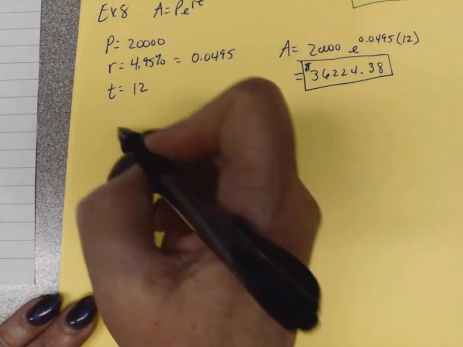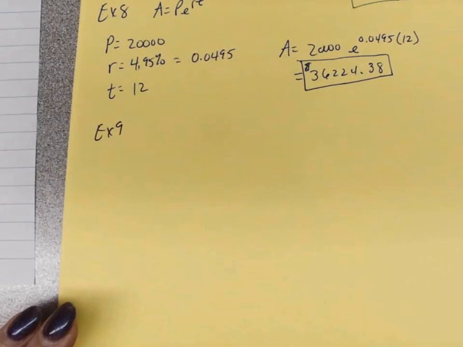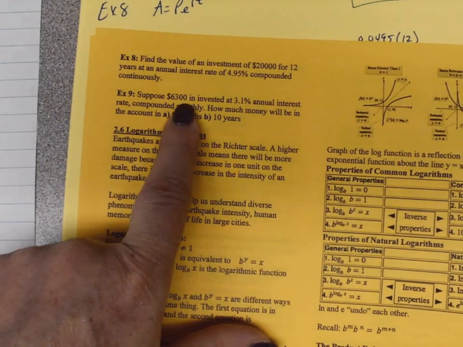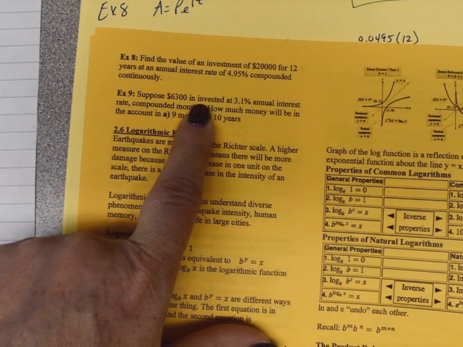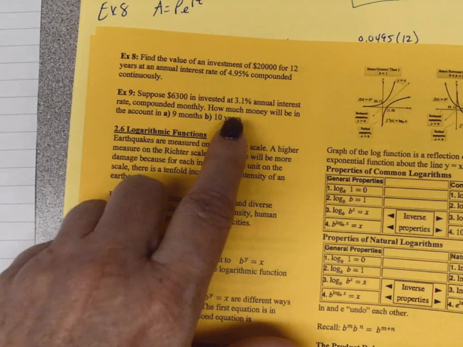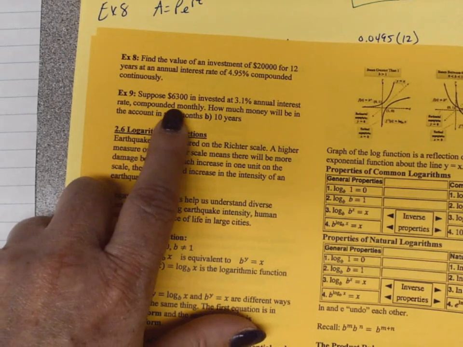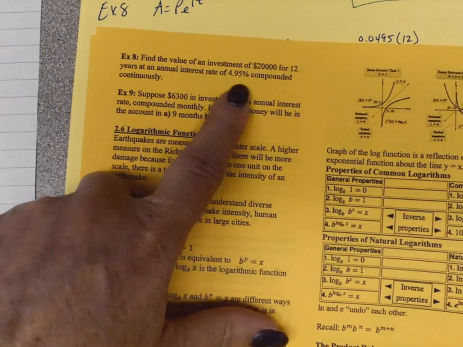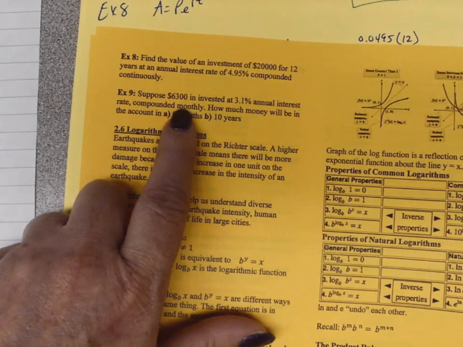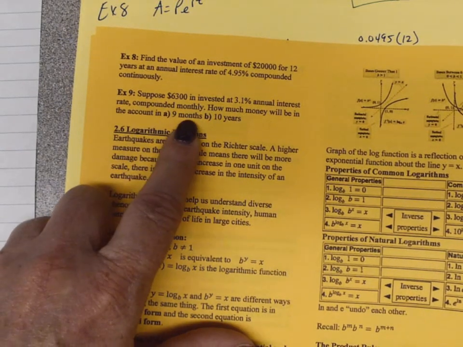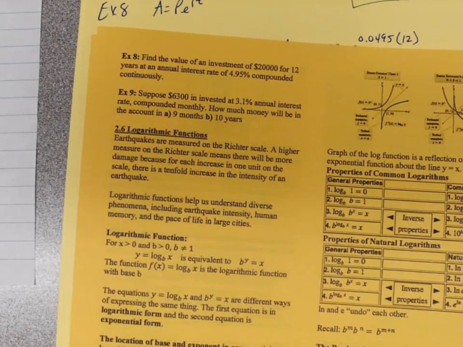All right, let's go look at example 9. So for example 9, suppose $6,300 is invested at 3.1% annual interest rate, compounded monthly. How much, now because it's compounded monthly, we know it's not going to be continuous, so we're going to use the other formula. How much money will be in the account in 9 months and 10 years?